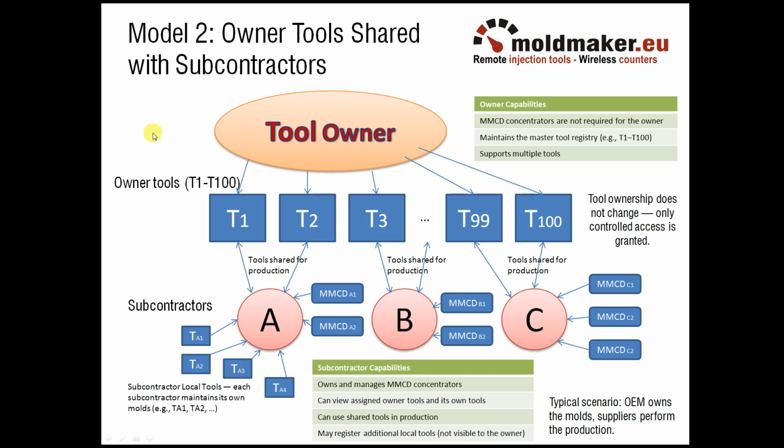Model 2. Owner tools shared with subcontractors. The second model is very common in contract manufacturing. The main company owns the mold. However, production is performed by a subcontractor. On the diagram, we can see that the owner's tools are shared with suppliers.